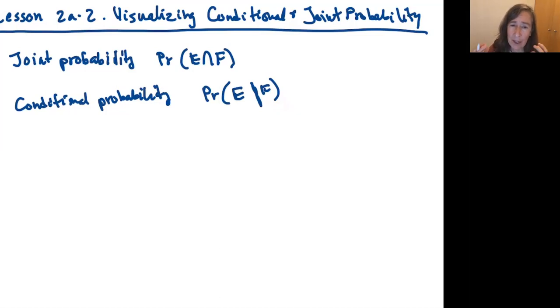Sometimes we get information in terms of conditional probability, and what we want to do is calculate joint probabilities. And sometimes we get information in terms of joint probabilities, and we want to calculate conditional probabilities or total probabilities. So you want to be able to move fluidly back and forth between the two things.